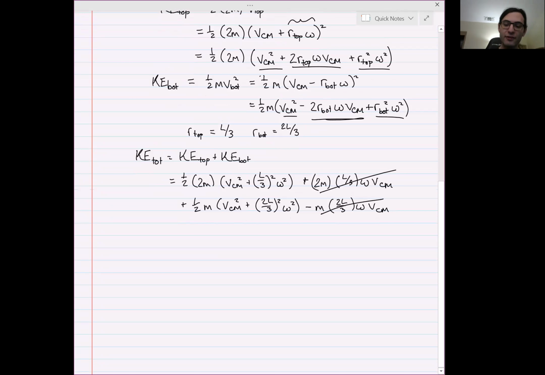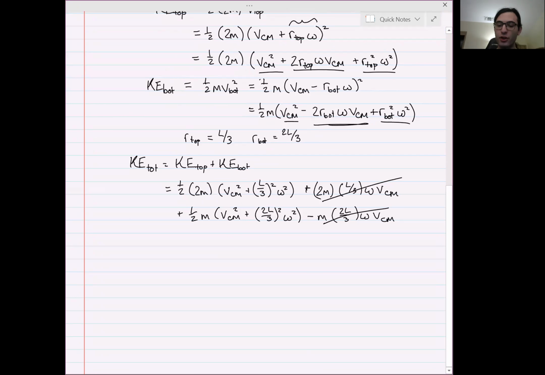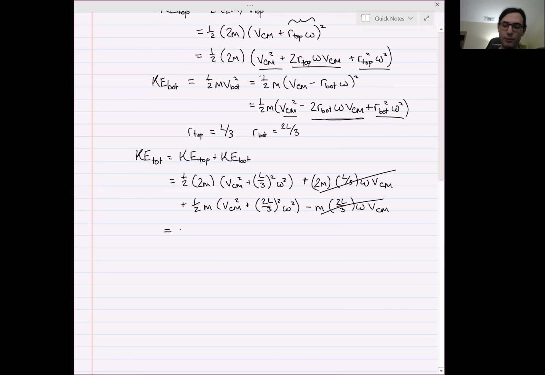So what we're left with, we can actually combine the remaining terms, and we get 1/2 times 3m. Sorry, I do need a parenthesis there. Combining these first two terms, we get 1/2 times 3m times vcm squared. And then we combine the last two terms, plus 1/2 times 2/3 m L squared omega squared.